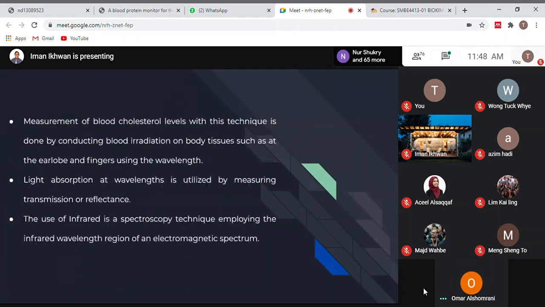Next. The measurement of blood cholesterol levels with this non-invasive technique is done by conducting blood irrigation on body tissues, such as the earlobe and fingers, using the wavelength. The light absorption at wavelengths is utilized by measuring transmission or reflection. The use of this technique includes infrared as a spectroscopy technique that employs the infrared wavelength region of the electromagnetic spectrum. Next.